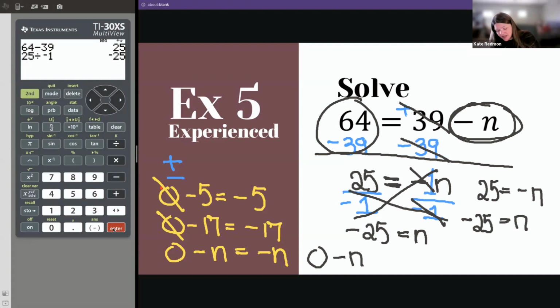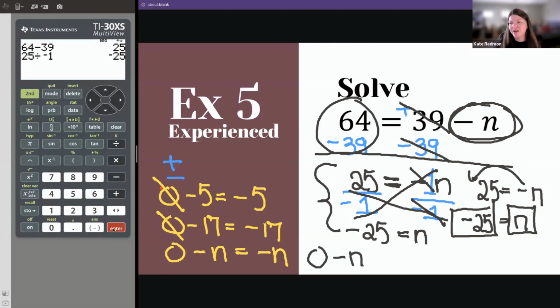And sometimes students get confused. They're like, how come the negative jumped over the equal sign? That's not what happened. They said, if I change the sign on the right-hand side, I negate it, another way to say that, then I'm going to change the sign on the left-hand side. I'm going to negate it. So it's just a little shortcut because they know what happens when you multiply or divide by negative 1.